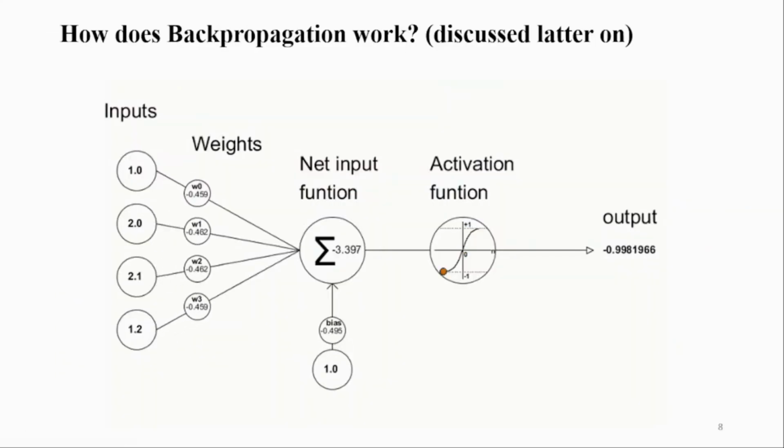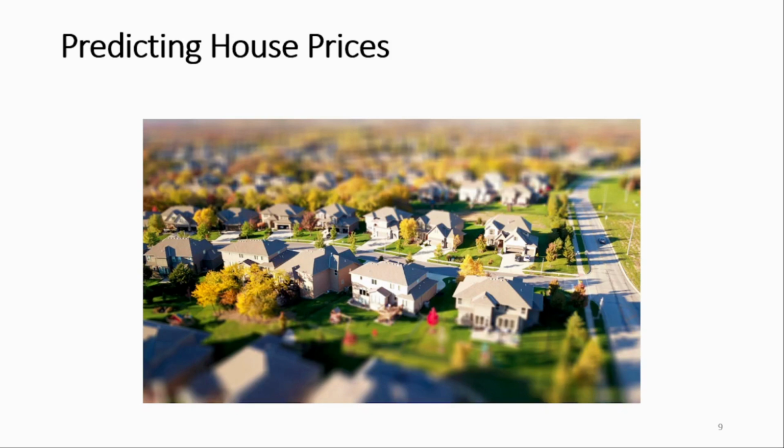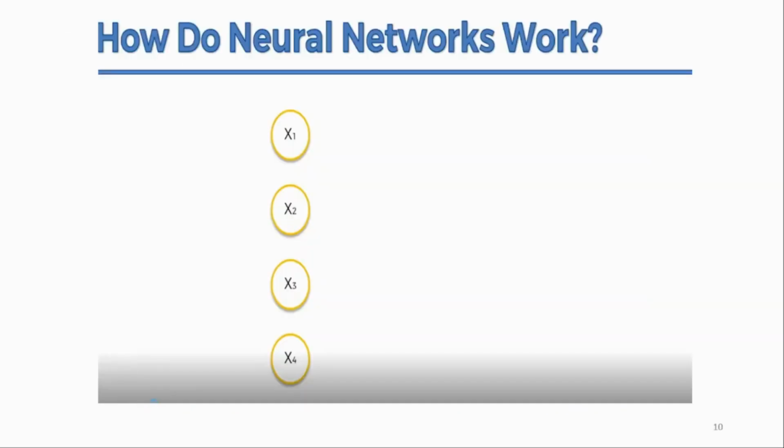Then we will discuss the backpropagation network a little bit, but anyhow we will develop separate video lectures for backpropagation networks. Now in this part, we will look at how to predict a house price by using neural networks. These are just some inputs, x1, x2, x3 and x4, different inputs. Now the problem is to predict the price of a house.